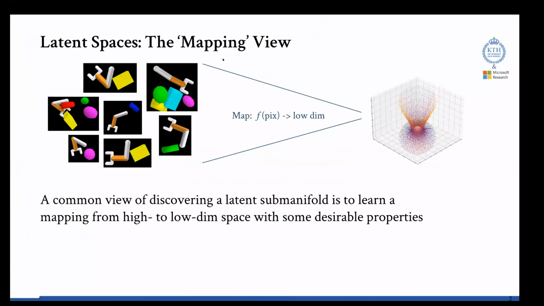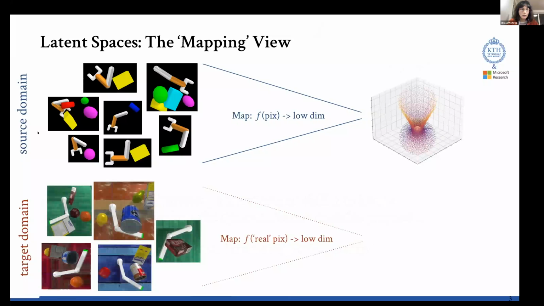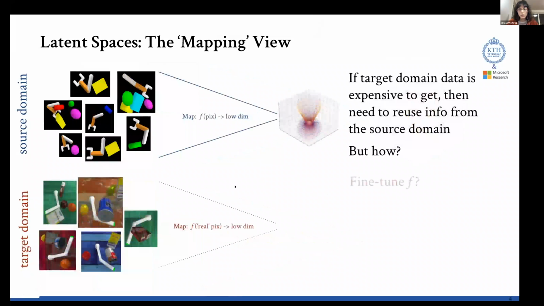Excellent. So that was the map that I was talking about, a visualization of it, but you could probably imagine it in your head. A map from high dimensional space, pixels, to low dimensional space, some interesting manifold that we have in mind. And we think of this submanifold as an image of this map. All right, and this is what I was describing, from source domain to the target domain. On the target domain, we want to learn something and we suspect that the latent manifold would look similar, but now our input space is different. So this is kind of the standard setting for transfer learning of sorts.